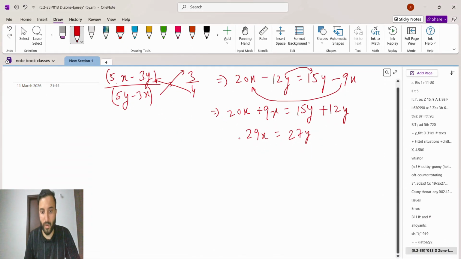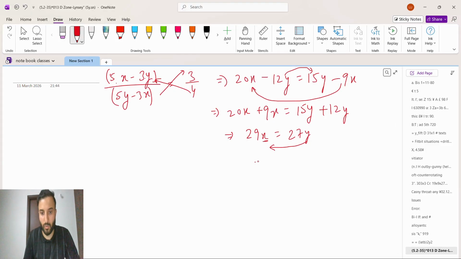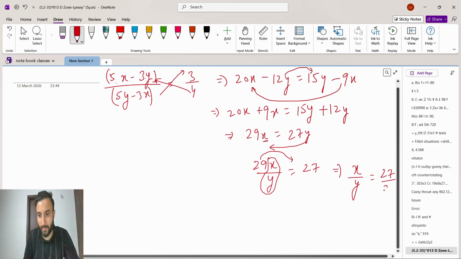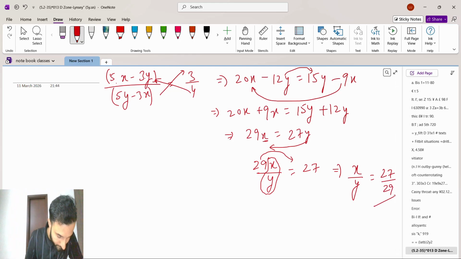So bhaiya, x is to y. Look, x is there. I will bring the y to here. So what will happen? 29x, when y comes this side, divided by y, and the remaining is 27. We have to find x is to y, so I will keep only x is to y, and then I will send the 29 to that side. Here 29 is in multiply, when it goes that side, it will be in divide. So x by y equals 27 divided by 29. So the answer is 27 is to 29.